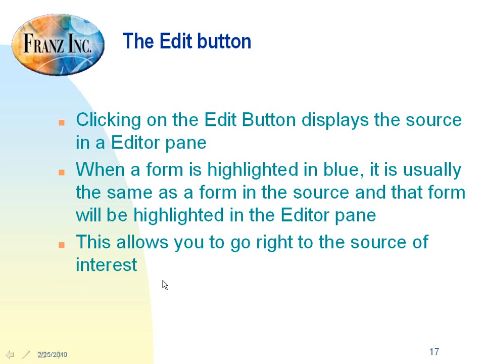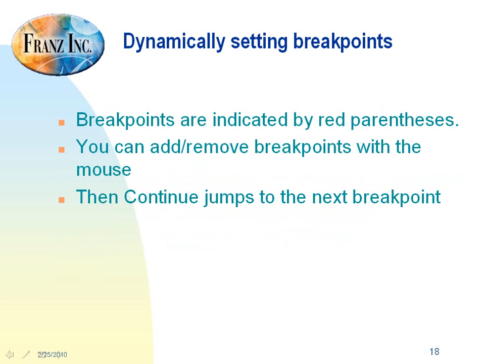So breakpoints are indicated by red parentheses. You can add or remove breakpoints with the mouse. Continue jumps to the next breakpoint. And I demonstrated that by adding a breakpoint at print, and clicking again in the form will remove it. The TTY stepper, I showed that. There's no reason to use the TTY stepper unless the dialog is not available.